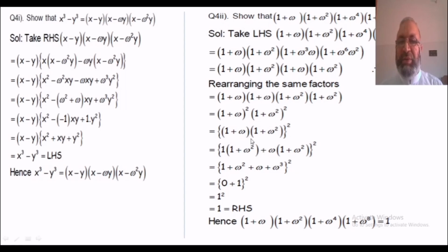Again now simplifying these two terms, multiply both the factors, we get 1 into 1 plus omega square plus omega into 1 plus omega square, whole square. So simplifying this bracket we get 1 plus omega square plus omega cube. Putting the values, 1 plus omega square is equal to 0 using the first property, plus omega cube, that is equal to 1, whole power 2. Again we get 1 power 2, or 1 square. 1 square is 1, that is equal to the right side. So the question is proved.